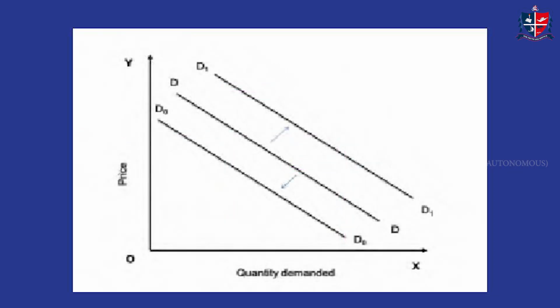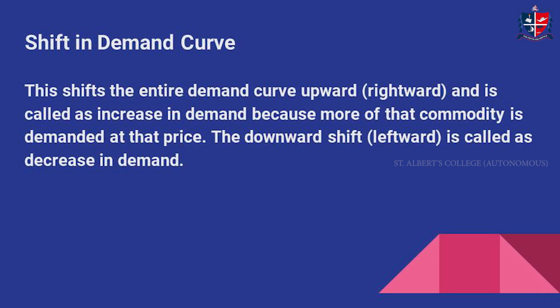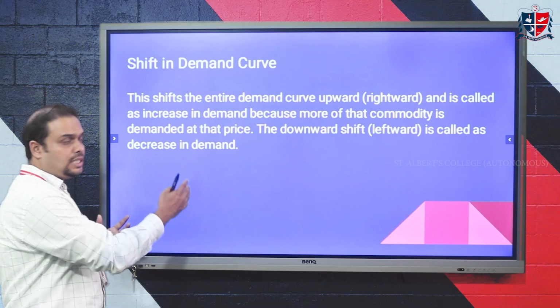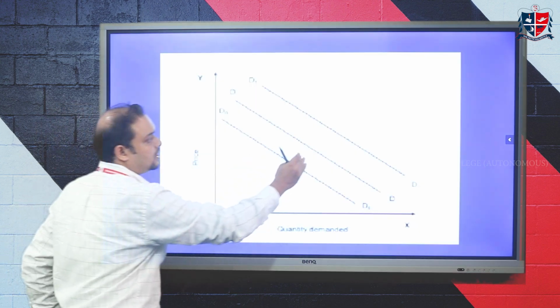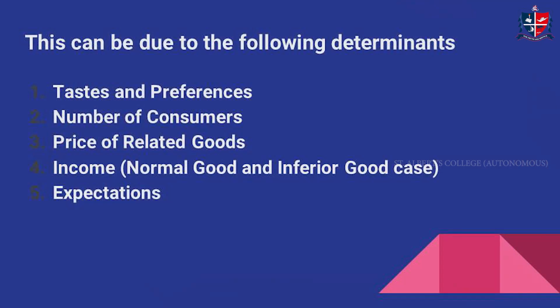So if there is a shift upwards, there is a shift downwards, and this is a combination of both. You have an upward shift and you also have a downward shift, D to D1, D to D2. D to D1 means there is an increase in demand, that is, an upward shift. And a downward shift means you have a decrease in demand. Now, this is your shift in demand curve. So this is a rightward and this is a leftward shift.